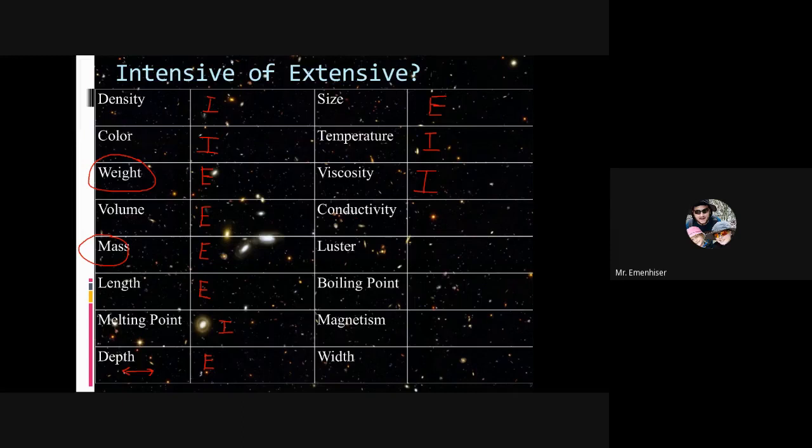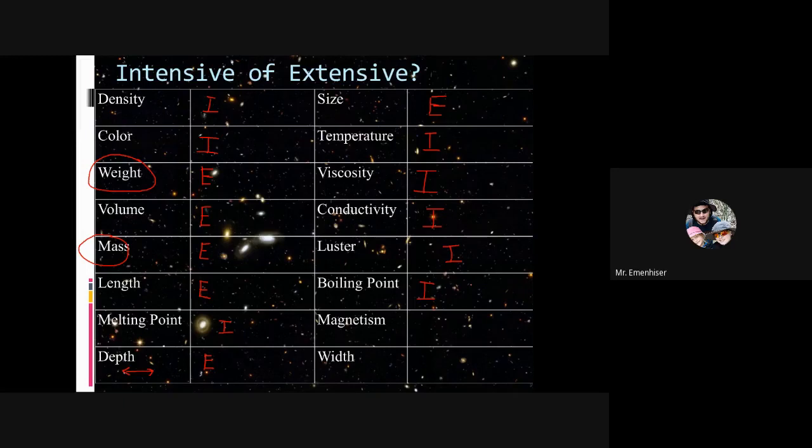Conductivity is, does the substance conduct electricity or not? Metals conduct electricity, whether they're big or small, right? So that's intensive. Luster is how shiny something is, like a metal kind of reflecting back. How much does it shine? And that's intensive. A small chunk of metal is shiny, just like a large chunk of metal is shiny. Doesn't matter how much. Boiling point is intensive. Water boils at 212 degrees Fahrenheit, or 100 degrees Celsius. Doesn't matter if you have a bunch of water or a little water.